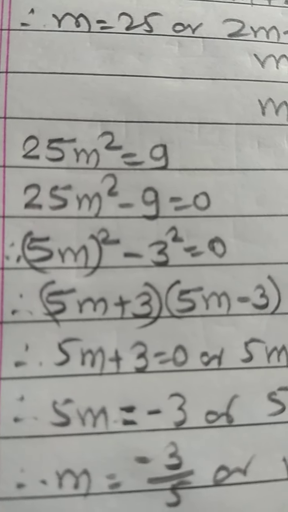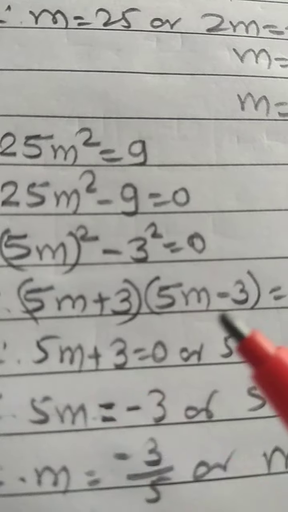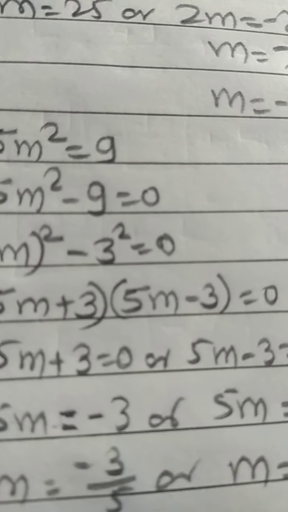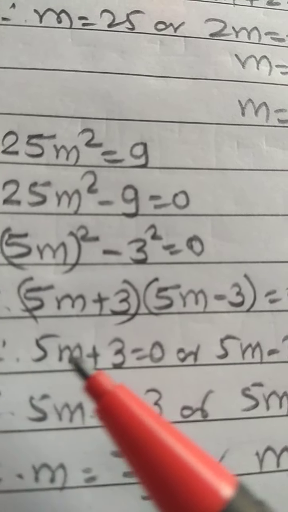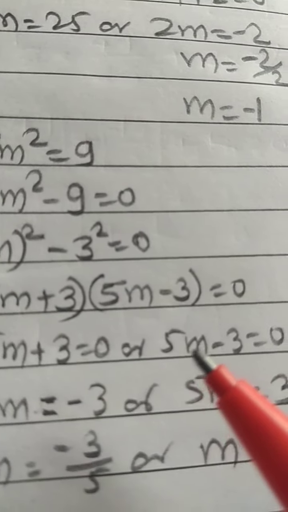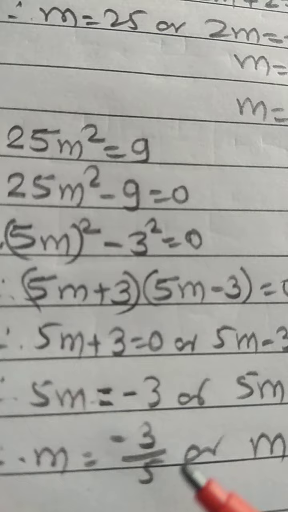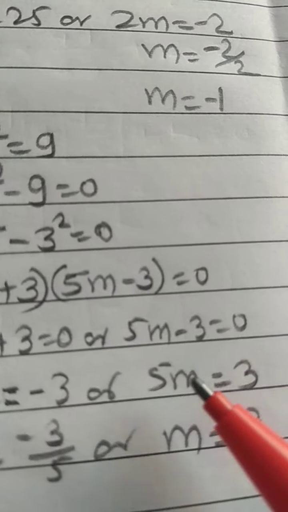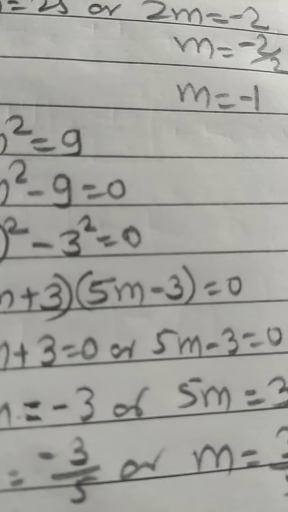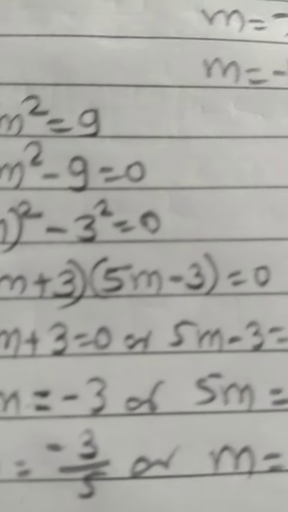Therefore, either 5m plus 3 equal to 0 or 5m minus 3 equal to 0. Therefore, 5m equal to minus 3 or 5m equal to 3. Therefore, m equal to minus 3 upon 5 or m equal to 3 upon 5. By the second method also we can do this problem.